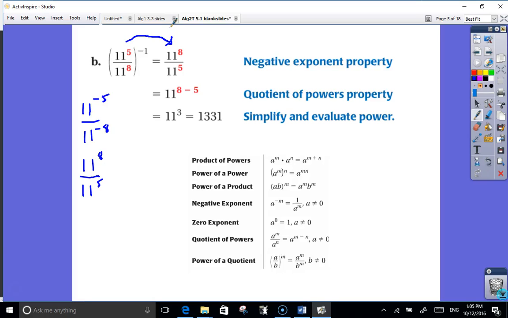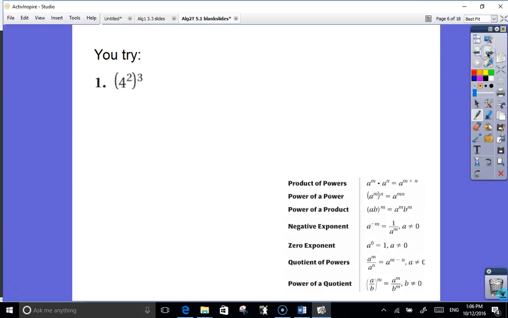I mean, you might have also done this. Why don't we just simplify what's in parentheses before we do anything? What's 11 to the 5th over 11 to the 8th? Subtract. 11 to the negative 3rd, right? And then I'll use the negative 1. And then I use the power of a power, which means 11 to the 3rd. So there's usually more than one way to simplify these things. You're not wrong whichever way you go. There's not just one right answer. So try this one.